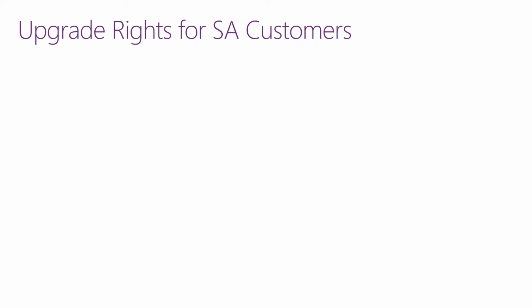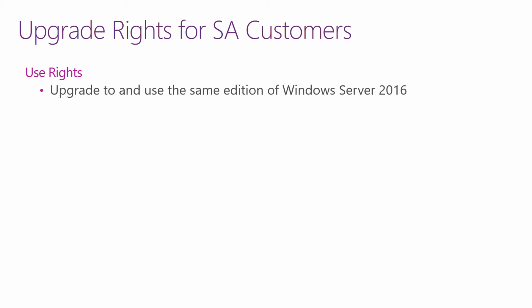Let's now consider the upgrade rights that customers with active software assurance on their Windows Server 2012 R2 licenses have. Generally speaking, they may upgrade to and use the same edition of Windows Server 2016. So if they had Windows Server 2012 R2 Standard licenses, then they're entitled to Windows Server 2016 Standard licenses. The licensing model did change between Windows Server 2012 R2 and Windows Server 2016. So how does that work?